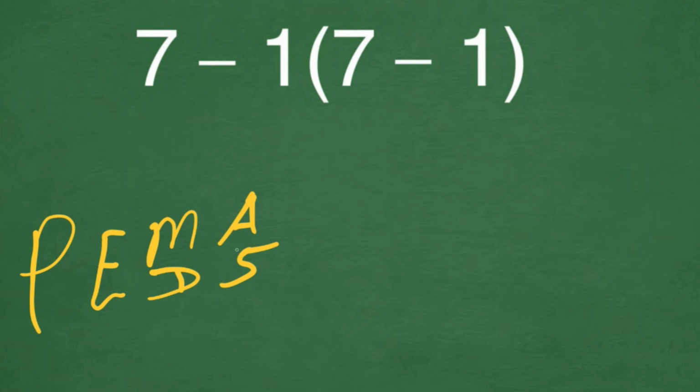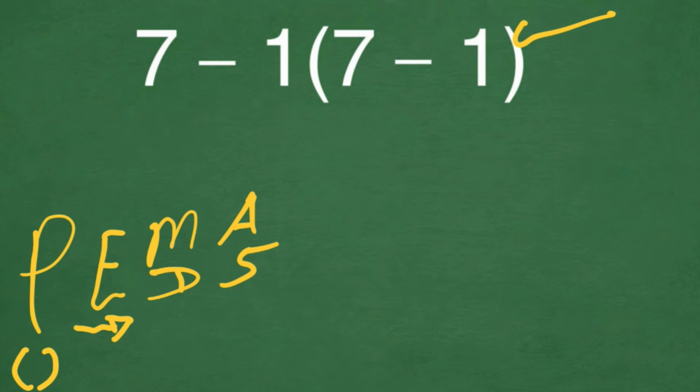according to the rule, P stands for parentheses, E stands for exponent, M and D stand for multiplication and division, A and S stand for addition and subtraction. So according to this rule, the first thing to solve is parentheses, right? So we have parentheses here and we are going to solve the parentheses first. And then the second thing to solve is exponent, right? So we don't have an exponent here, so we are going to simply jump to the next operation.